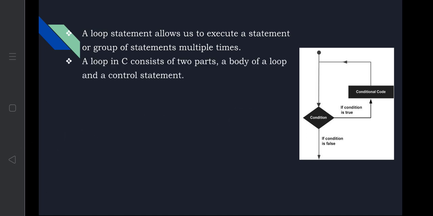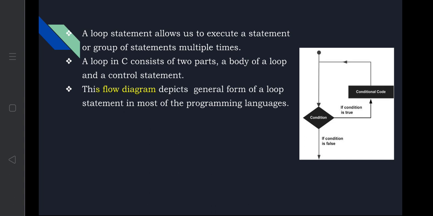So a loop consists of two parts, the body of the loop and a control statement. So what is the body of the loop? That is the statement to be executed, and the control statement is the condition to be checked. So we are using this flow diagram to say how the loop statement is executed.